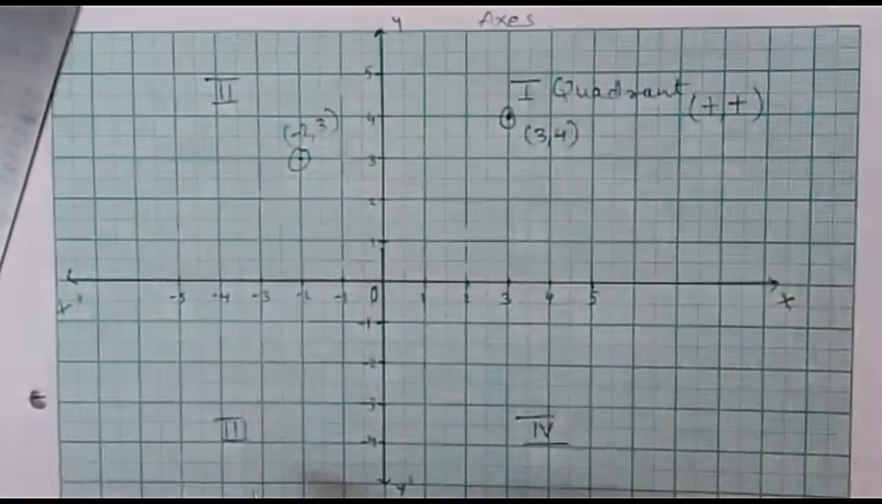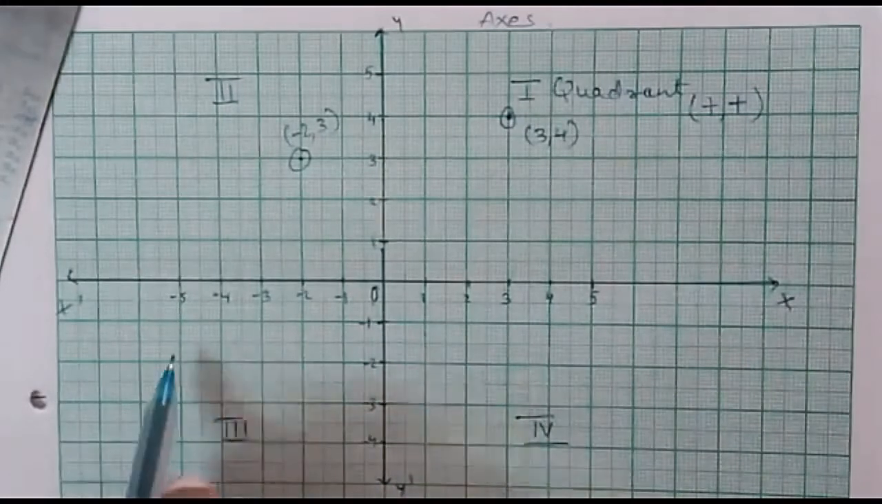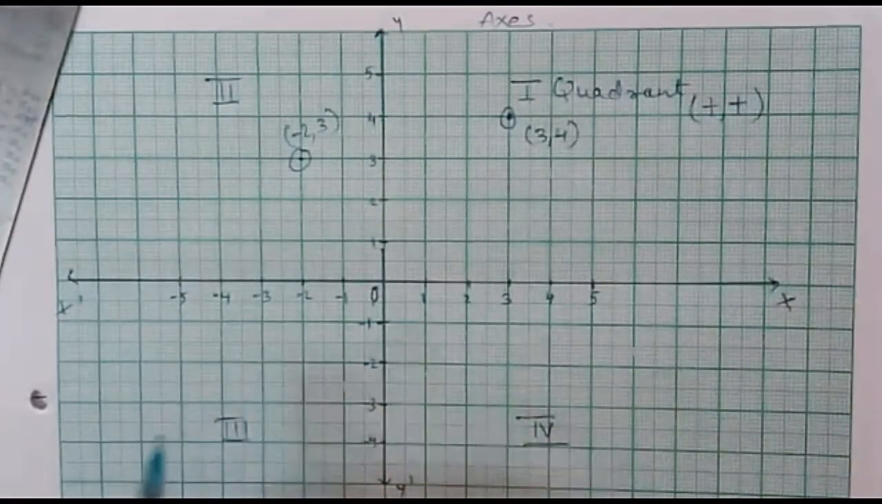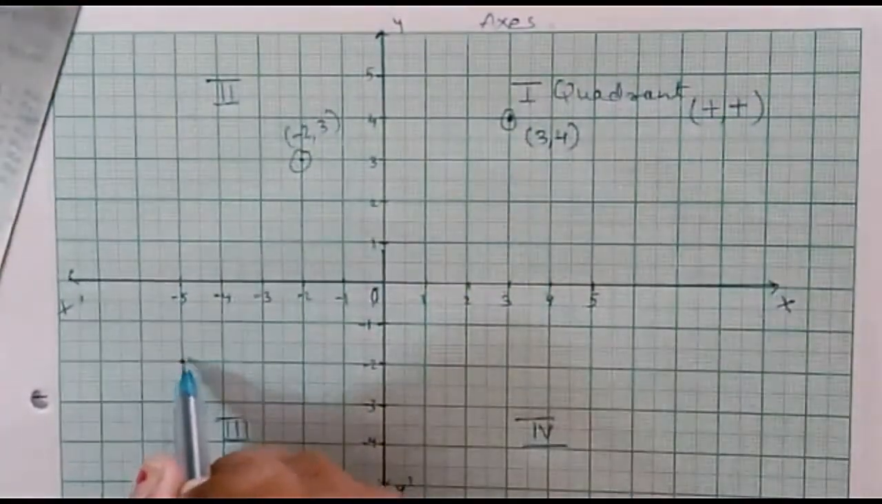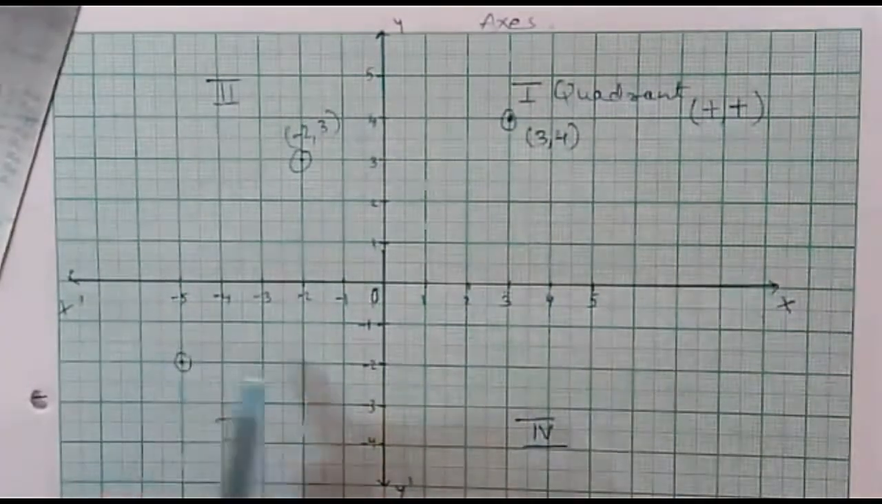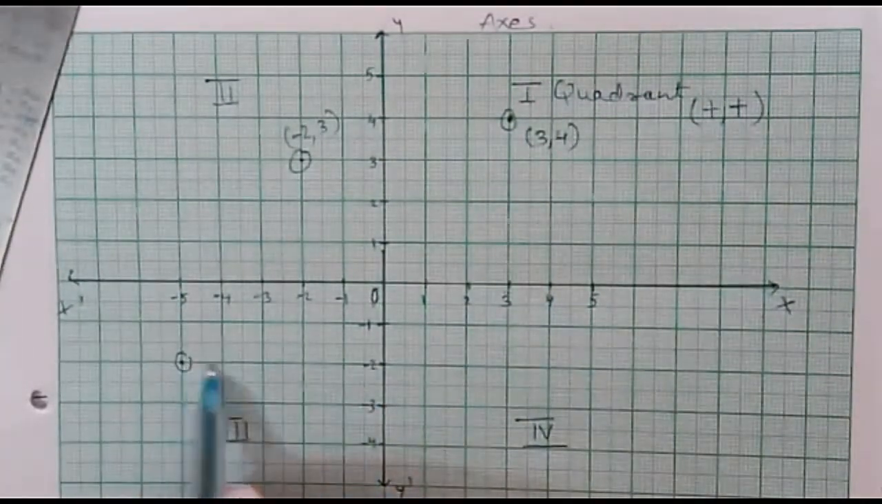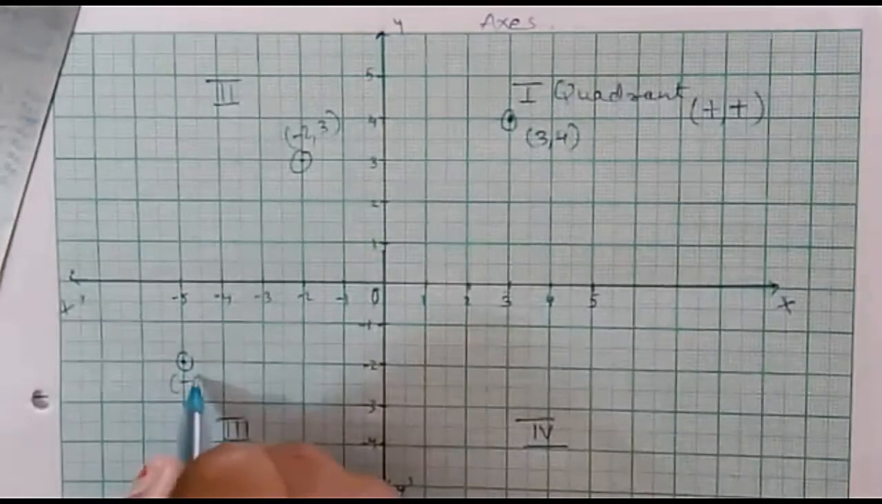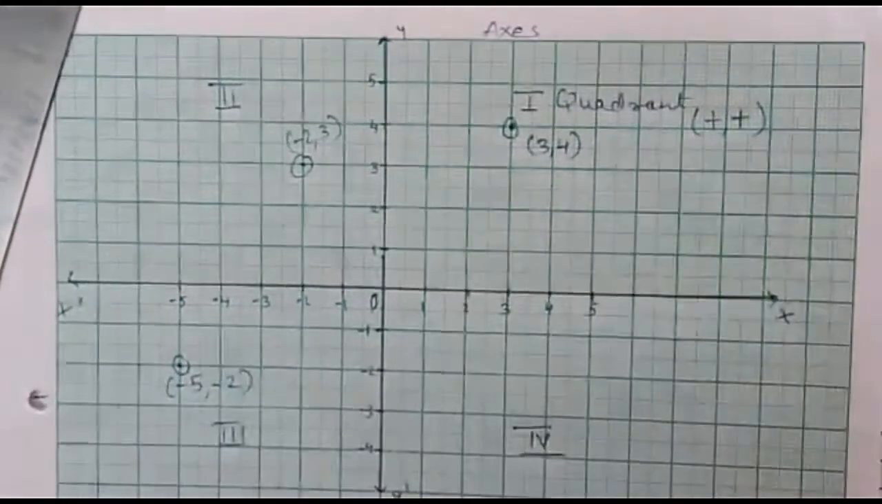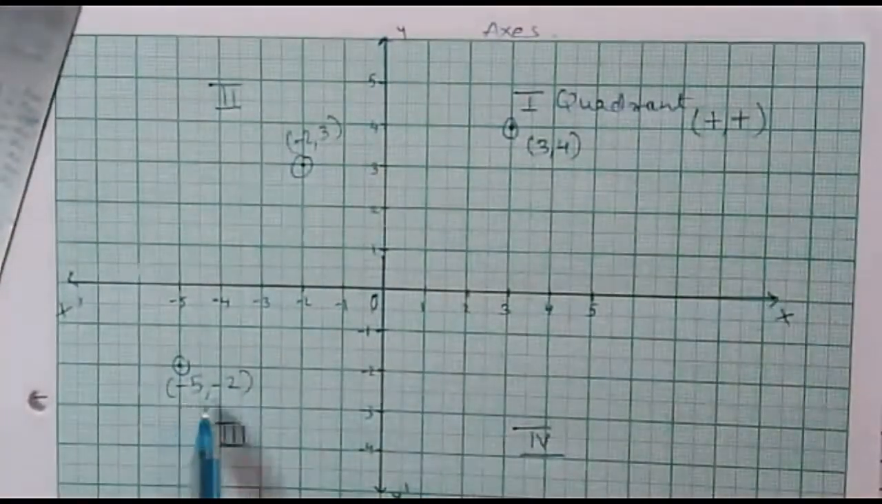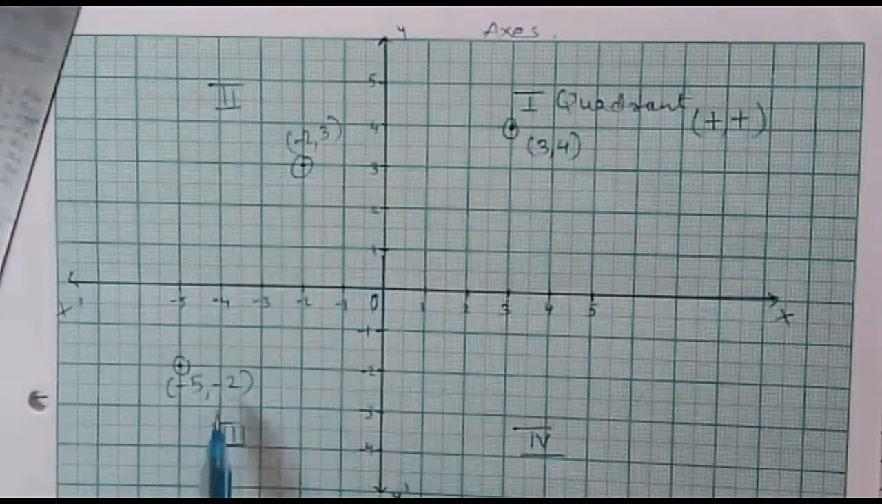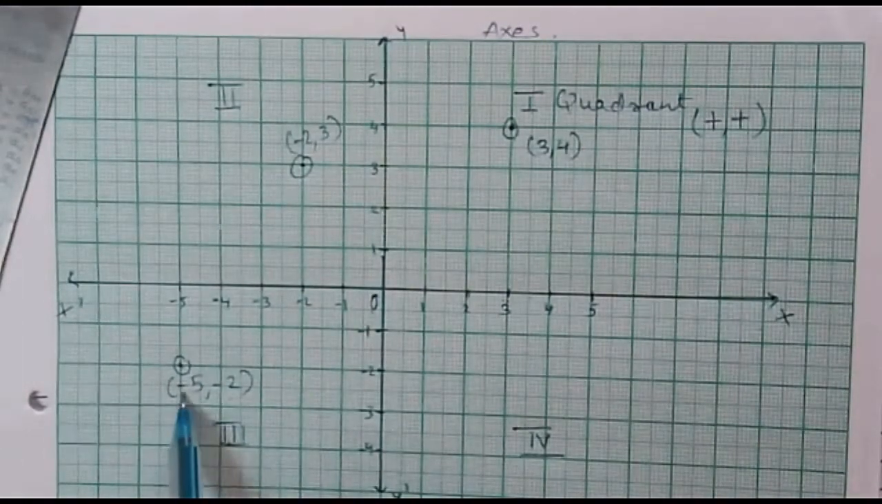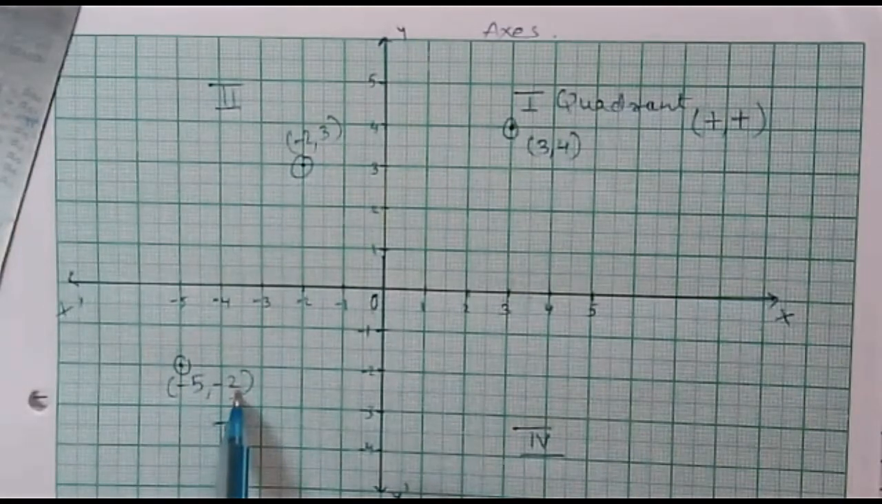Let us take one more number, both are negative. So we are getting -5 and -2. So suppose this is the point, -5 for x axis, and for y axis it is -2. So (-5, -2) will be the coordinates of the point lying in the third quadrant, because both the coordinates are negative, right?